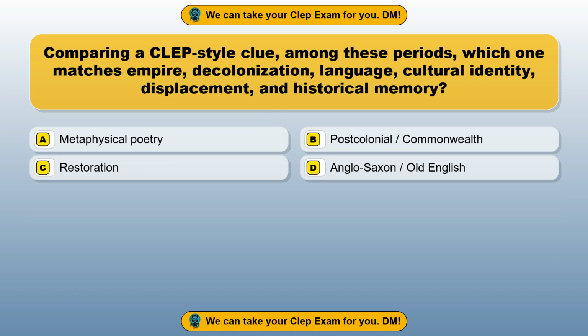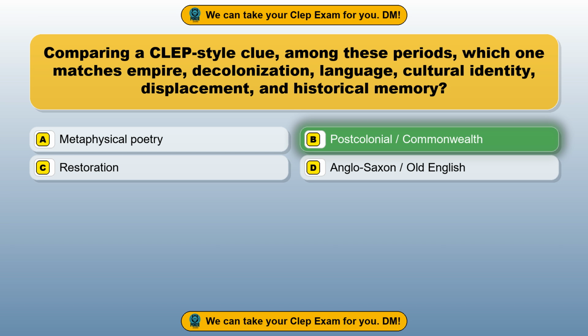Question 55. Comparing a CLEP-style clue among these periods, which one matches empire, decolonization, language, cultural identity, displacement, and historical memory? Option A, metaphysical poetry. Option B, post-colonial/Commonwealth. Option C, restoration. Option D, Anglo-Saxon/Old English. The correct answer is option B, post-colonial/Commonwealth.